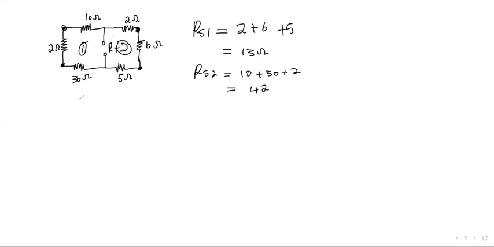Let me redraw the circuit using circuit reduction. That means the combination of resistors will be replaced by one resistor. So for RS2, I'll redraw the circuit. That will be my RT, which remains the same. Therefore, connect, and the total resistance on the right side is 13, on the left side is 42.